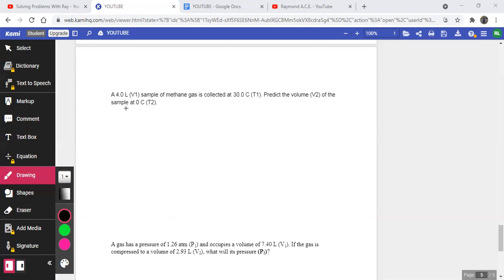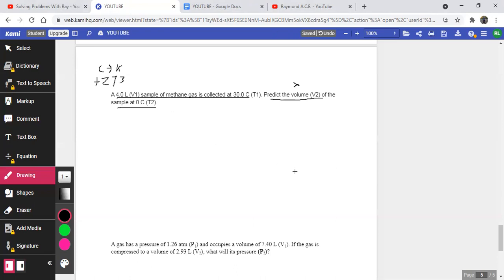So let's get started. There's a 4-liter sample of methane gas collected at 30 degrees Celsius, and they want us to predict the volume V2 of the sample at 0 degrees Celsius. So the X will be the volume. Whenever you're doing these problems, you want to make sure the temperature is in Kelvin. To get from Celsius to Kelvin, you just add 273.